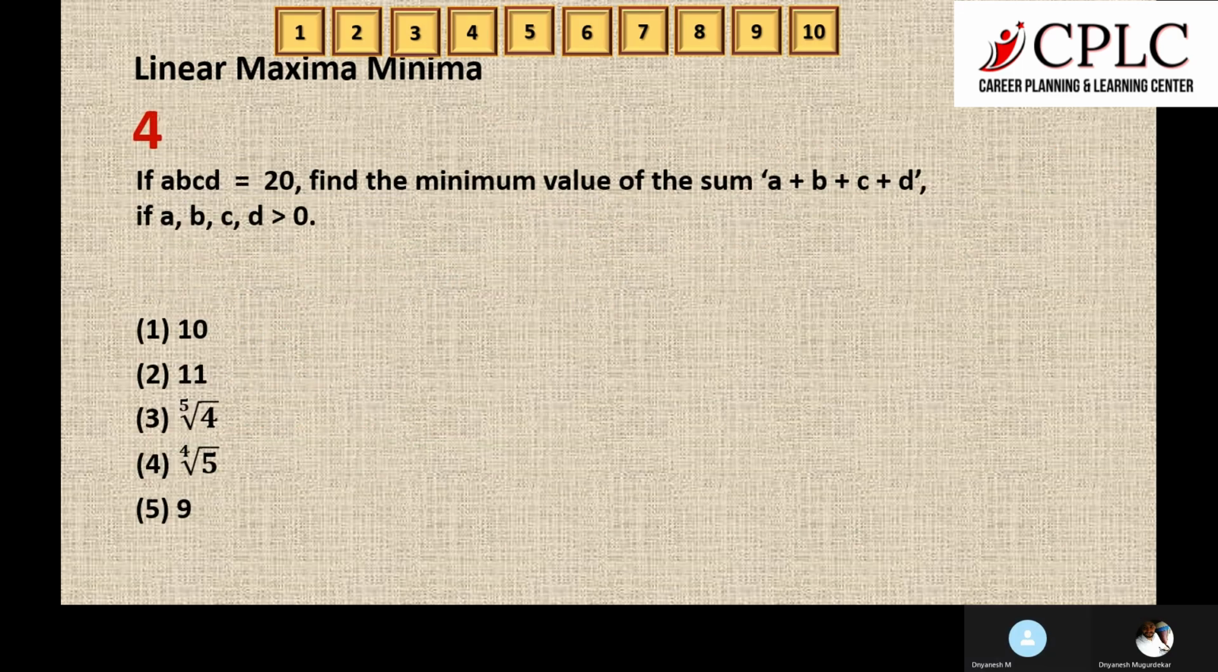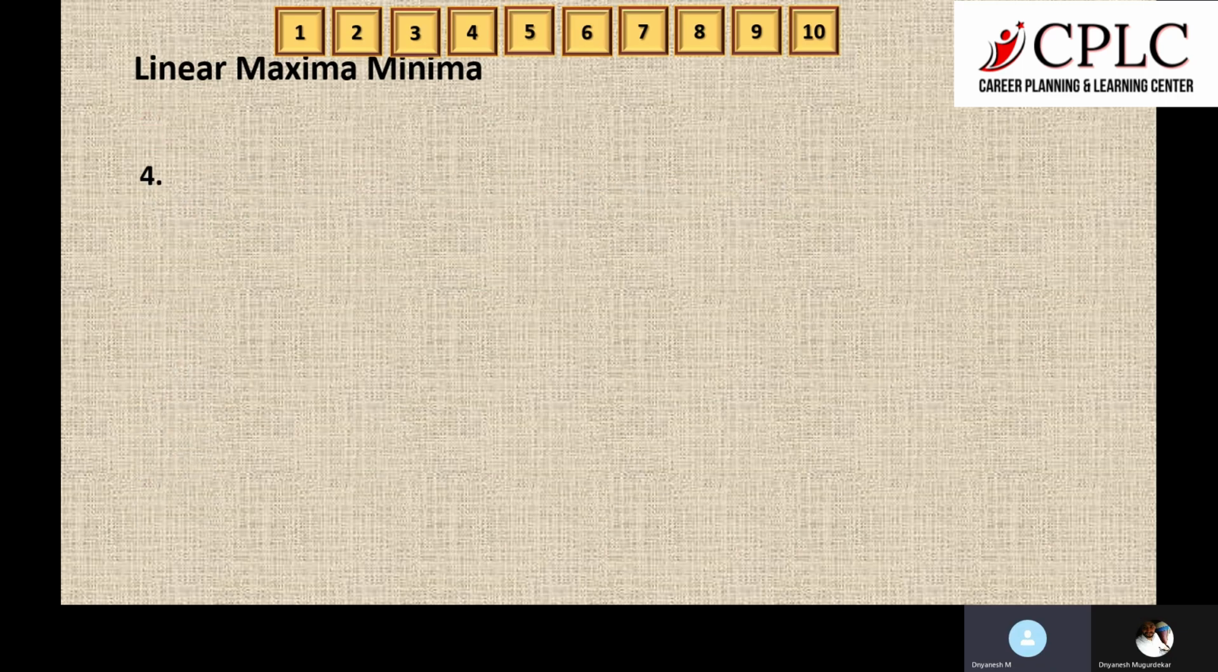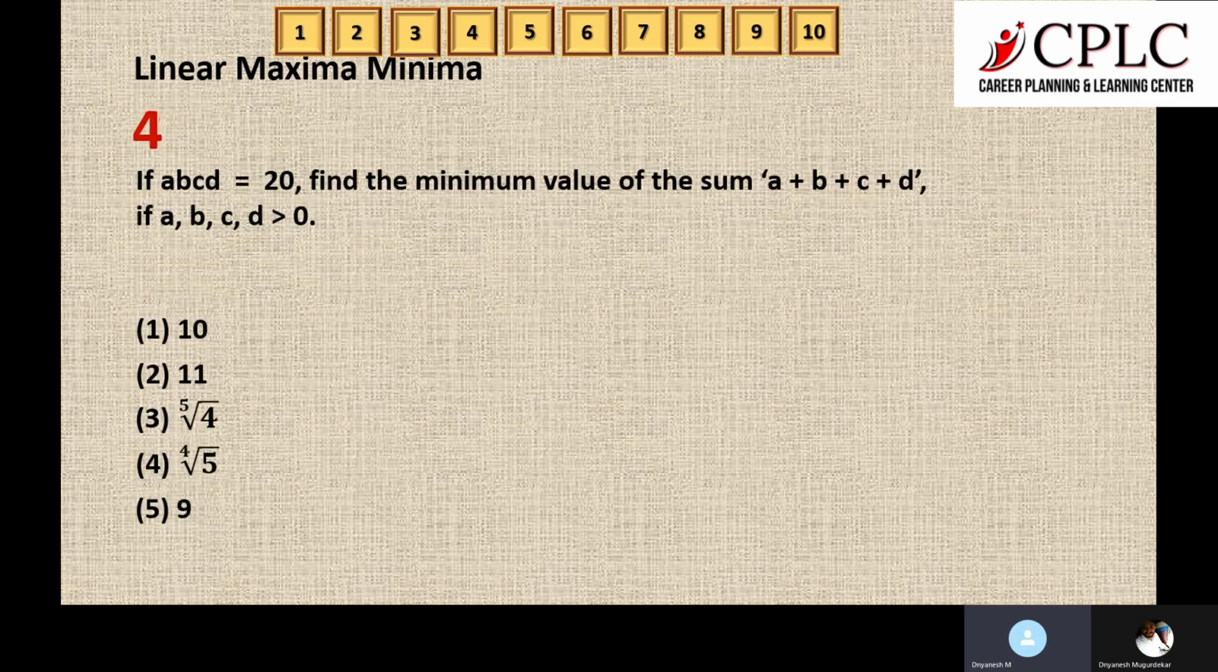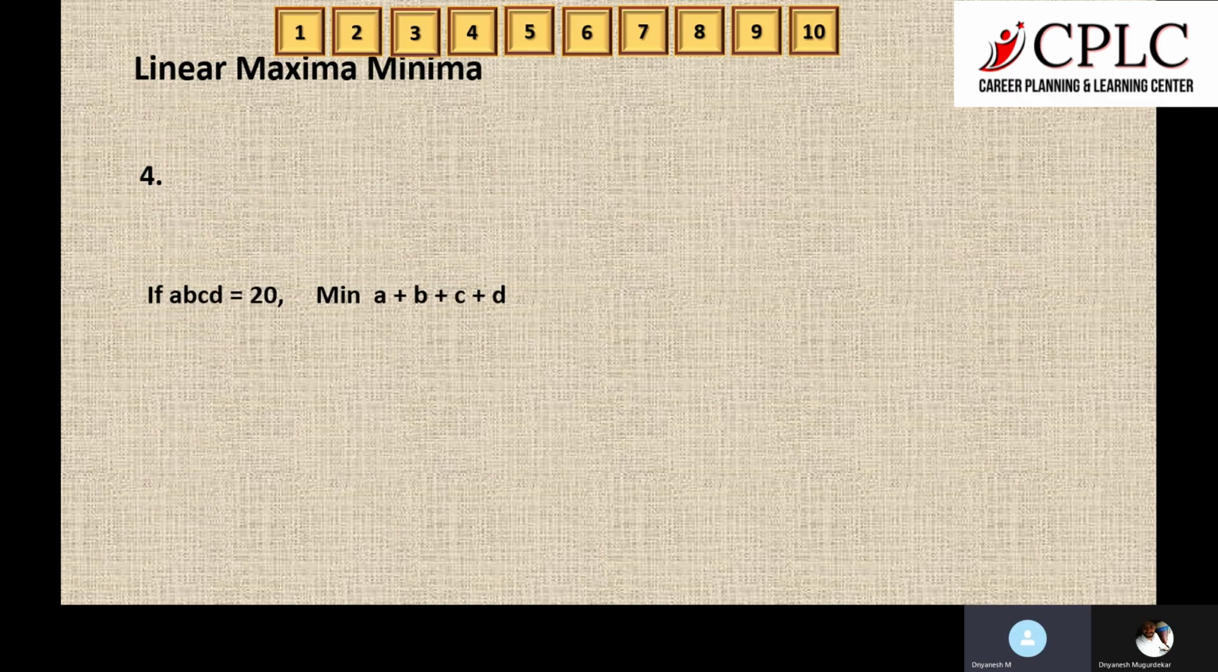Fourth one: a, b, c, d, the product is given which is constant, which is 20, and we were supposed to find the minimum value of the sum a plus b plus c plus d, provided all the four numbers are positive. So again, जिसका minimum sum निकालना है उसी का product constant होना चाहिए and सारे numbers positive होने चाहिए. So if you remember the rule, the sum is minimum if all the numbers are positive and the product is constant, if all of them are equal.